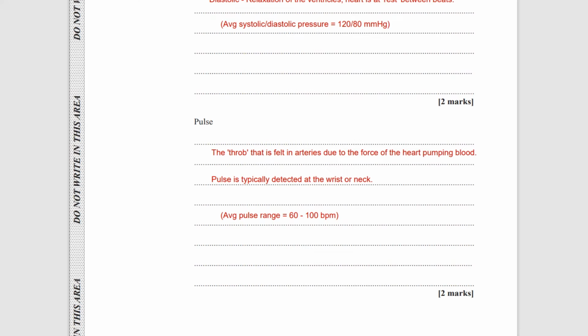Alright, so pulse. Everybody knows what pulse is, but to define it is kind of tricky. The pulse is the throb that is felt in arteries due to the force of the heart pumping blood. So usually when you feel your wrist or your neck and you feel that throb, that is what the pulse is. It's like the feeling of the surge of blood in the arteries. And I just put arteries, because you would really only feel a pulse in the arteries, because that is where the blood pressure is high enough that you can actually feel a pulse. The average pulse range is 60 to 100.